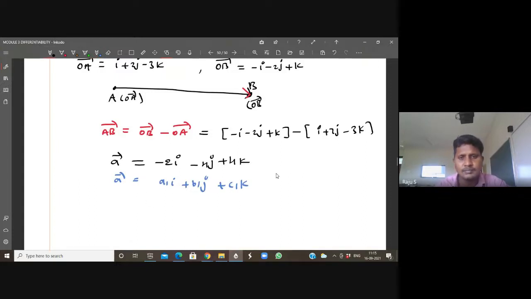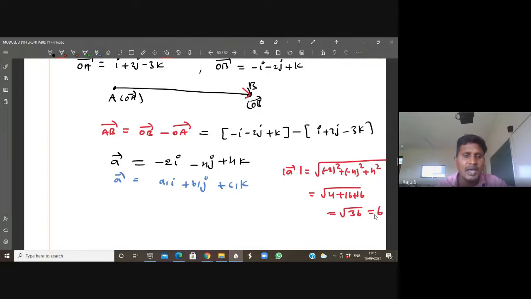what is a1? Before that, first you should find the magnitude of A. Magnitude of A is the square root of minus 2 square plus minus 4 square plus 4 square, that is nothing but 4 plus 16 plus 16. That is equal to what, students? Is it correct? Magnitude means it is a length from one point to another point. It can't be negative. The square root of 36, you should not take plus or minus, just take plus, because length cannot be negative, right? Okay, fine. We got the magnitude.